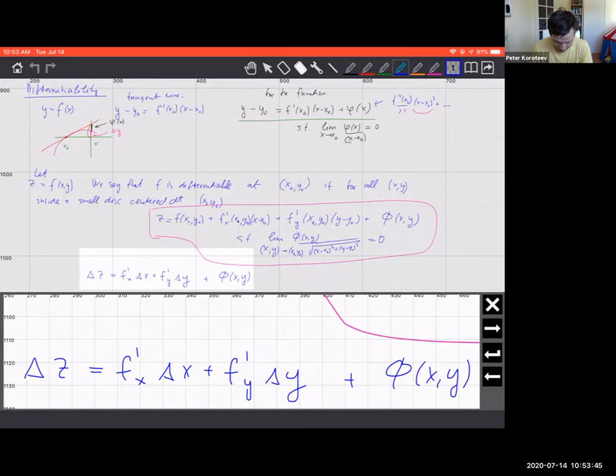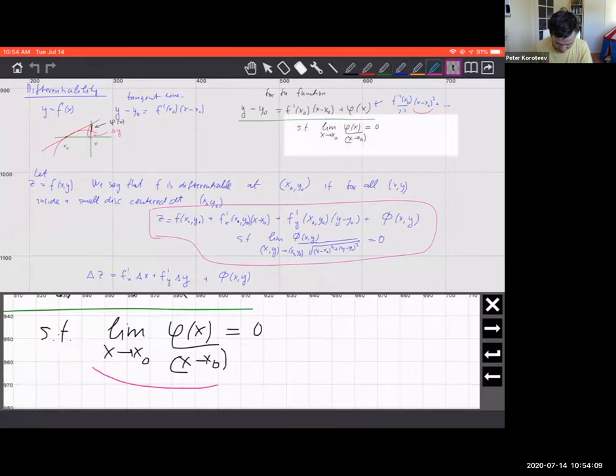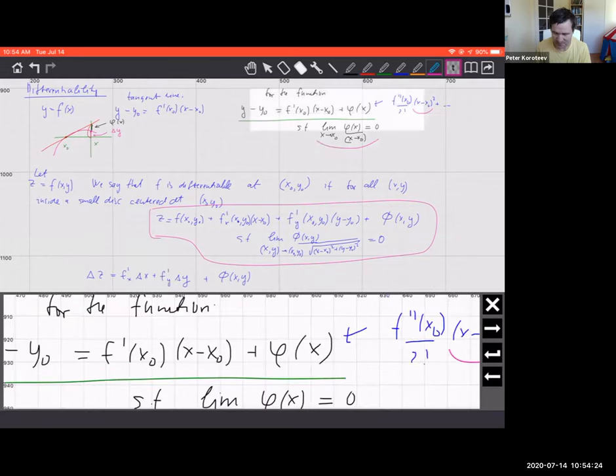If the function is differentiable many times, then you can write a Taylor polynomial up to that order, and there will be some remainder which satisfies the same condition: this remainder function should go to zero faster than the last term. This condition about faster is important. It's not just that the function goes to zero, it should go to zero fast enough. Otherwise, if it goes to zero as fast as x minus x zero, you compromise your derivatives, which means your linear approximation is not valid.